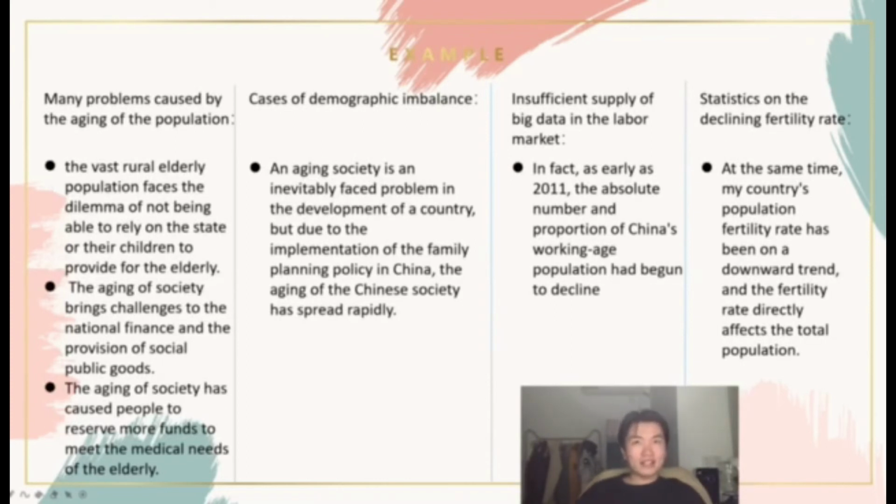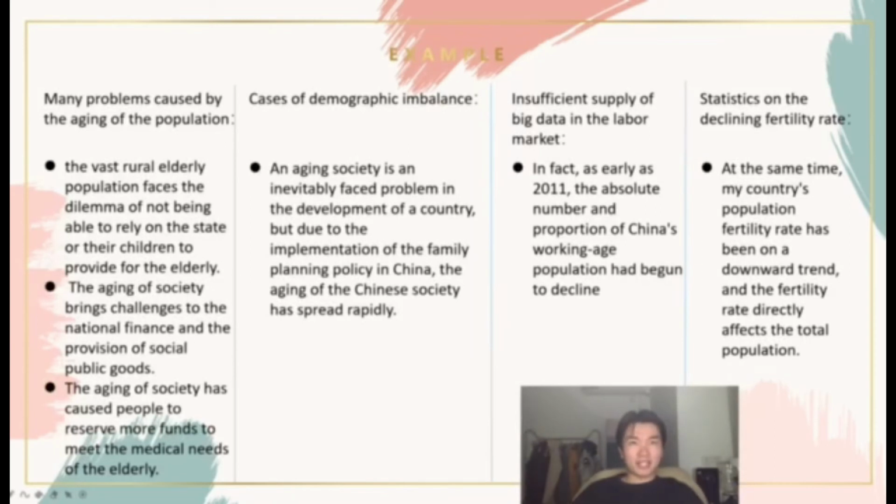Let's move to the cases of demographic imbalance. An aging society is an inevitably faced problem in the development of a country, but due to the implementation of the family planning policy in China, the aging of Chinese society has spread rapidly.